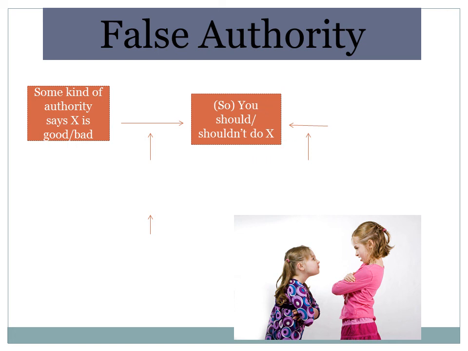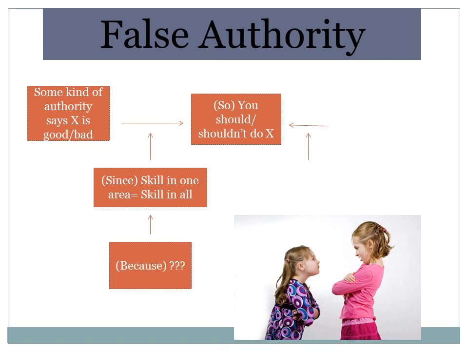So I'm your English teacher. I don't know that I'm really someone you should look to for an opinion about, like, which car to buy or something like that, right? Just because I have authority, because I have expertise in one area, doesn't give me expertise in all areas. When someone makes an appeal to false authority, they're using the warrant that skill in one area or knowledge in one area equals skill or knowledge in all areas, which obviously should be questioned.